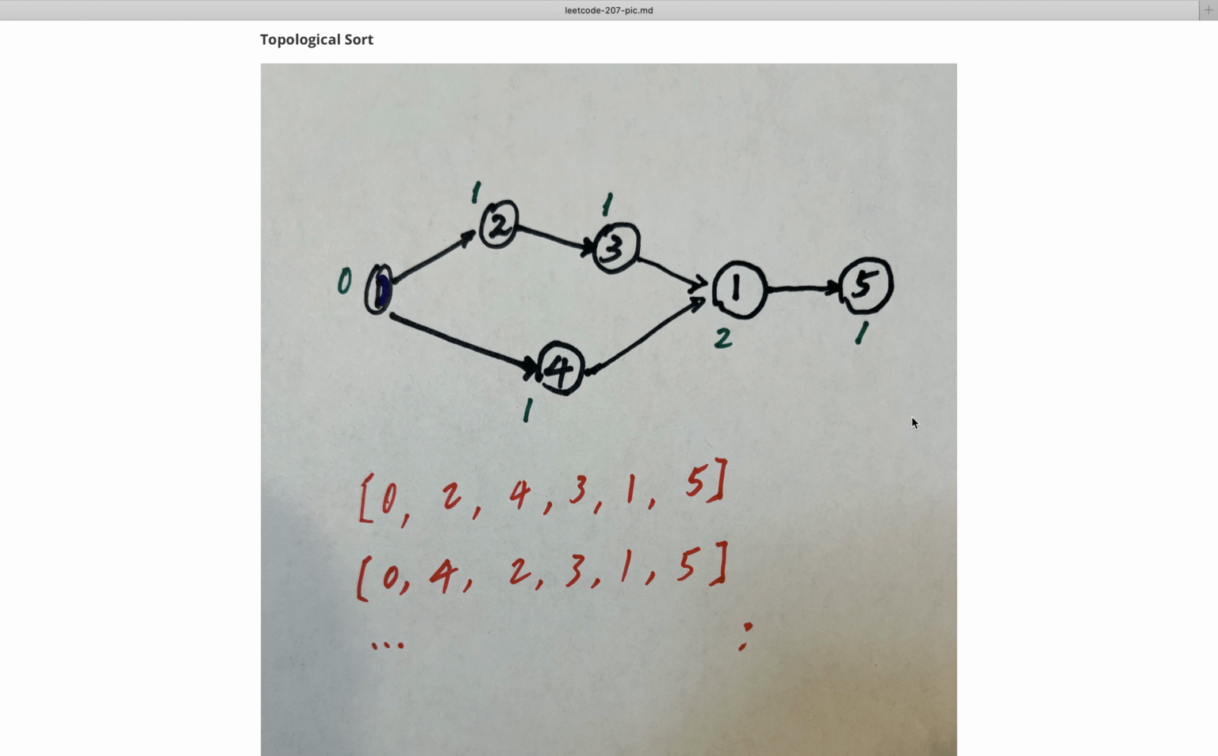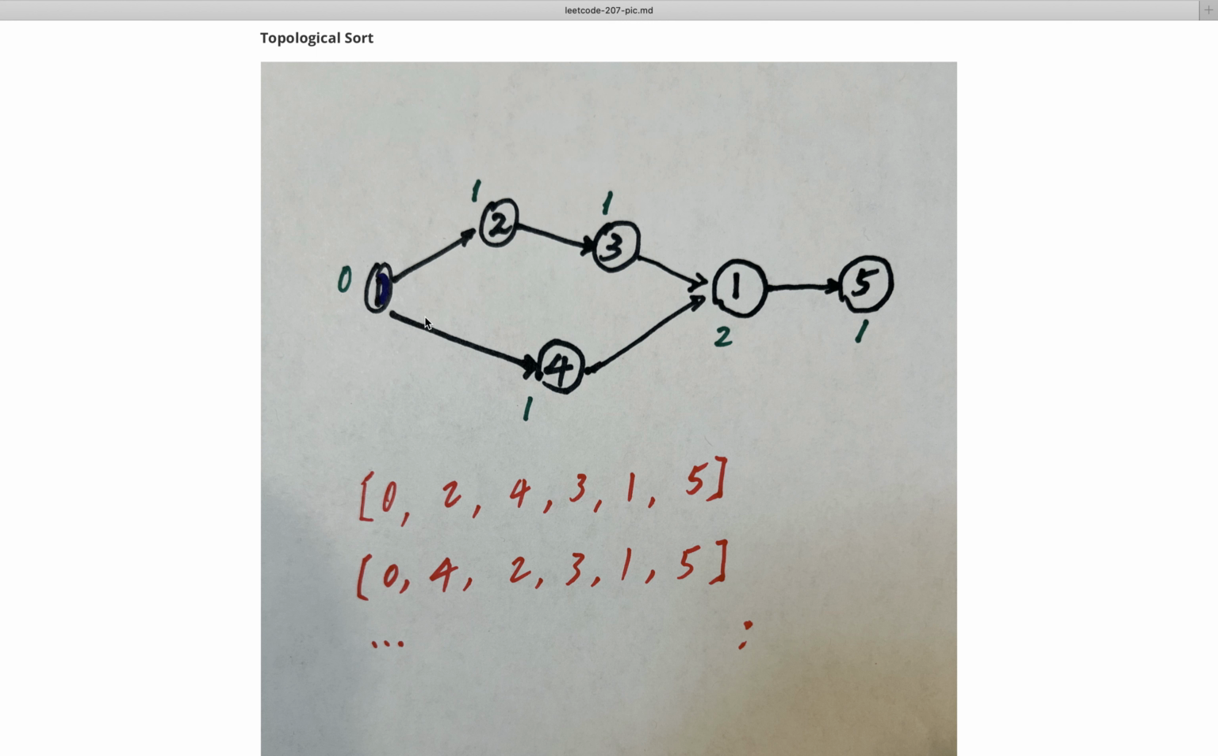Here is a graph, a DAG, a directed acyclic graph. The green numbers are the in degrees of these nodes. For example, node 0 has in degree 0, and node 2 has in degree 1, similarly 3, 4, and 5. And node 1 has in degree 2, indicating that it has 2 prerequisites if we interpret it using our problem at hand.